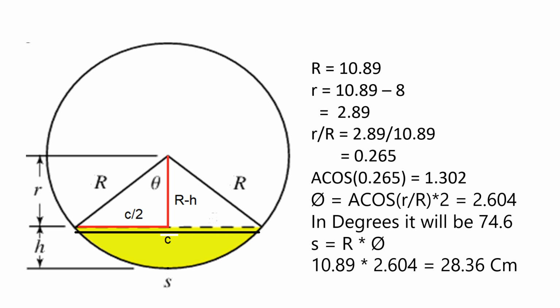The value of r divided by the radius R will be 2.89 divided by 10.89, which will be equal to 0.265. Acos of 0.265 is equal to 1.302. The angle phi is equal to twice this value. Therefore phi is equal to 2.604. The length of arc ADB is equal to R multiplied with phi in radians, and will be equal to 10.89 multiplied with 2.604. This will be equal to 28.36 centimeters.